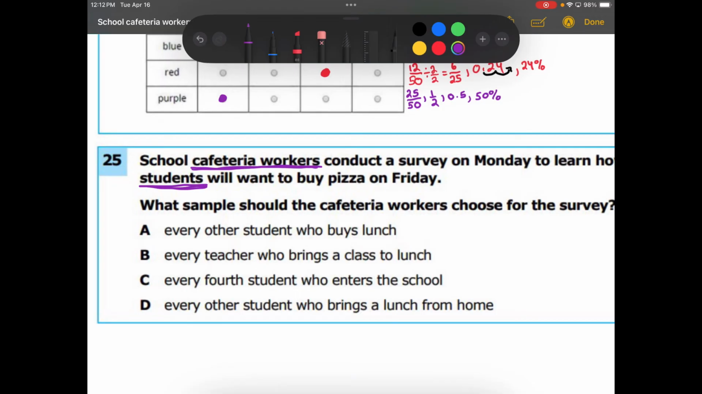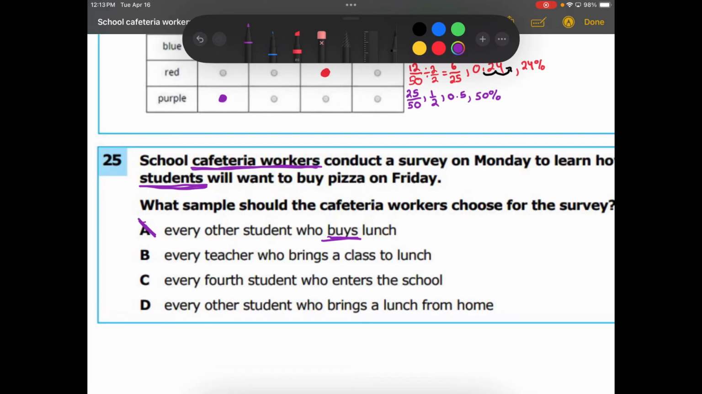The cafeteria workers chose to survey every other student who buys lunch. Why is that a no? Why is this a biased sample? It is biased because it says who buys lunch. Who are we leaving out? The people who don't buy lunch. So that means the only people that are going to get asked are the people who buy it. So that's a no. Let's look at B.